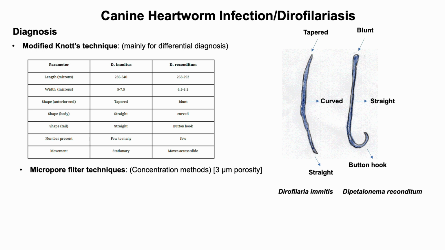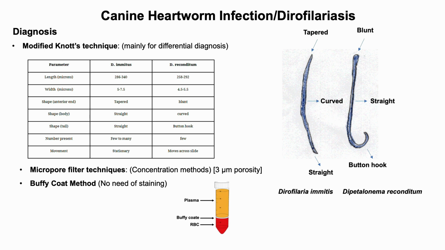Micropore filter techniques can also be used. In this case, 1 ml of blood in sodium citrate or other anticoagulants is first lysed with 0.1% sodium carbonate or so. Then the blood is passed through a filter with a 3 micrometer porosity. The filtrate is then stained with 0.1% methylene blue and examined under a microscope.